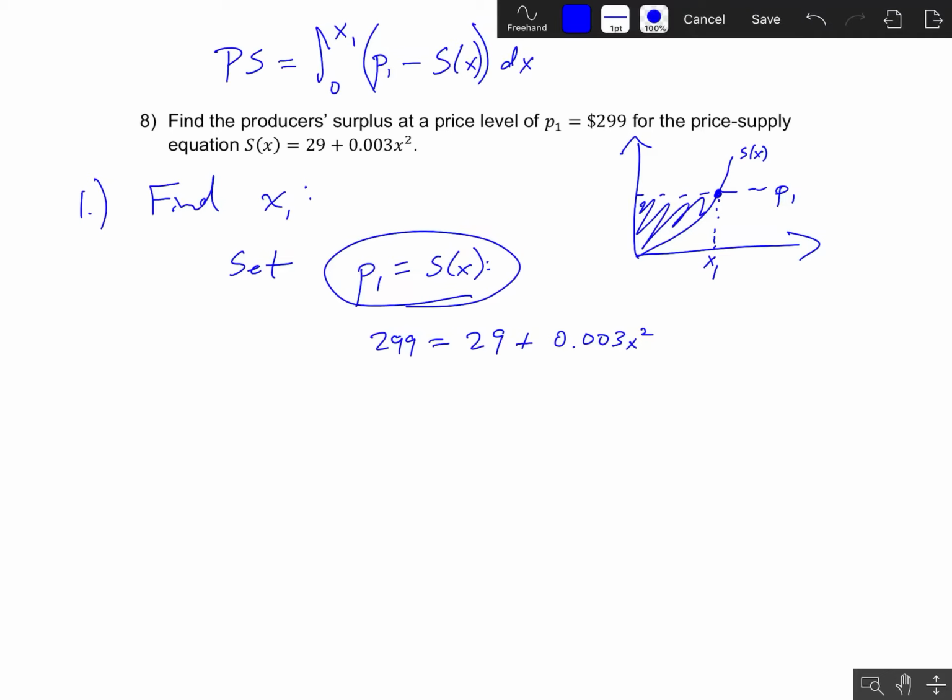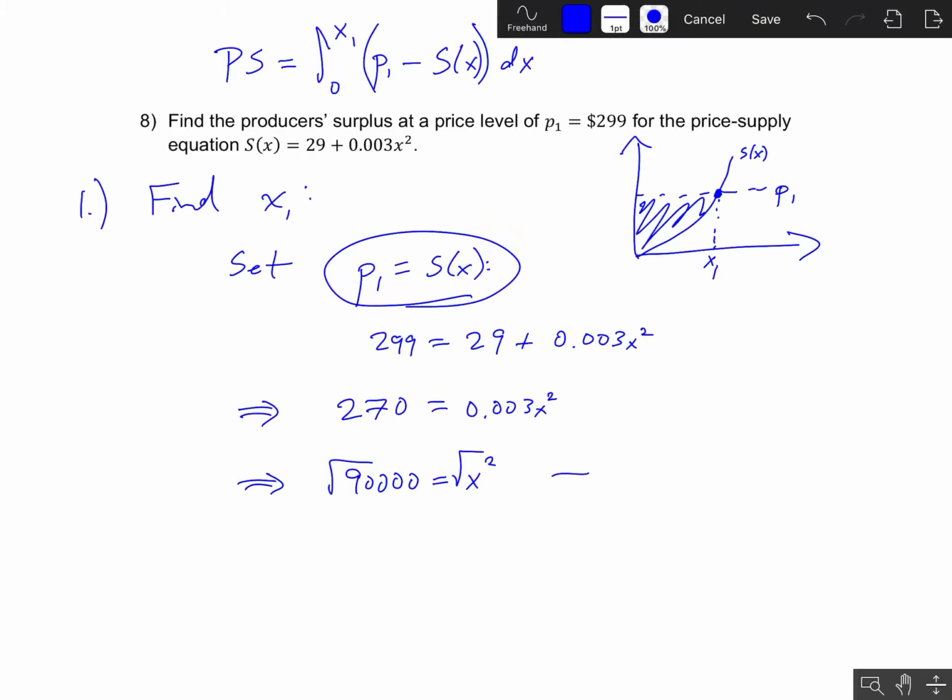So I'm setting them equal to each other, we get this equation, and now I'm just trying to solve for x, because that will tell me this equilibrium quantity that we're looking for. I would subtract 29 from both sides. That would get us the new equation, 270 is equal to 0.003 x squared. Then dividing both sides by 0.003, what I'll end up getting is 90 grand. I just plugged that into a calculator, but 90 grand is equal to x squared if you divide both sides of the above equation by 0.003.